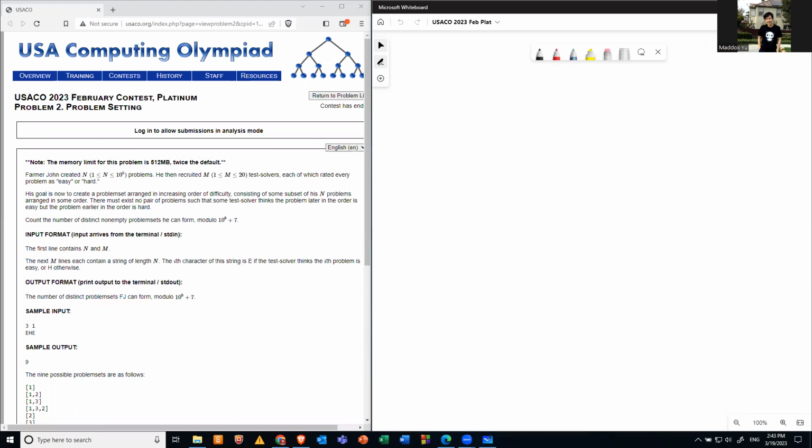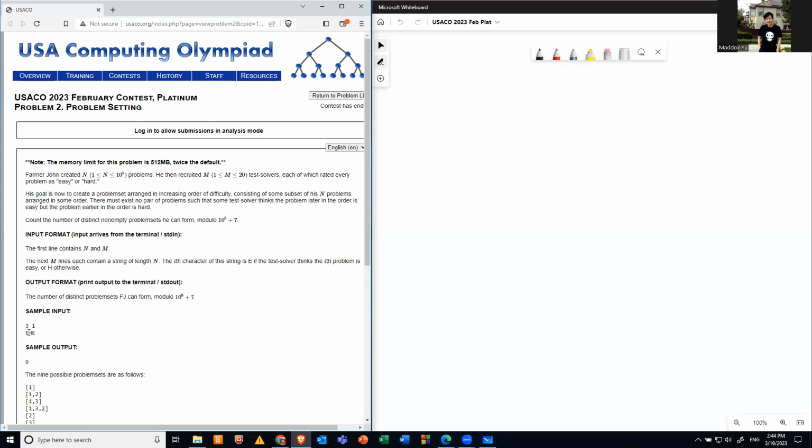Today, we're going to talk about problem number 2, problem setting for the USACO 2023 February contest Platinum level. This problem is like this. Farmer John created N problems, where N is up to 10 to the power 5, and recruited M test solvers, where M is 1 to 20. Each problem solver rates each problem easy or hard.